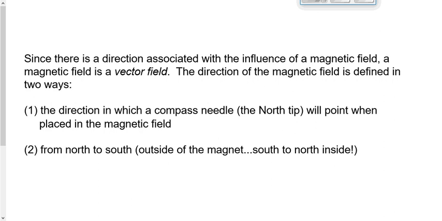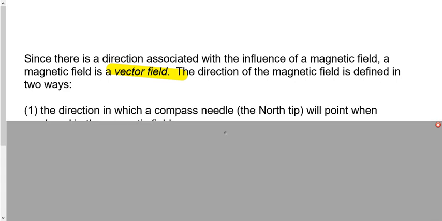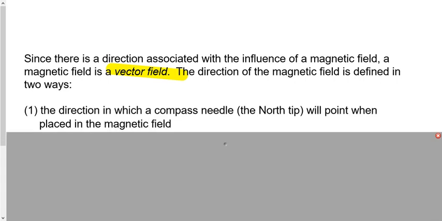We already said that a magnetic field is a vector field. We already talked about that earlier today. Now we're going to define the direction specifically in 2 ways. One we kind of already talked about: the way that a compass needle points when placed in the magnetic field. That's kind of like the electric field definition, which said the direction that a positive particle moves when placed in the field.